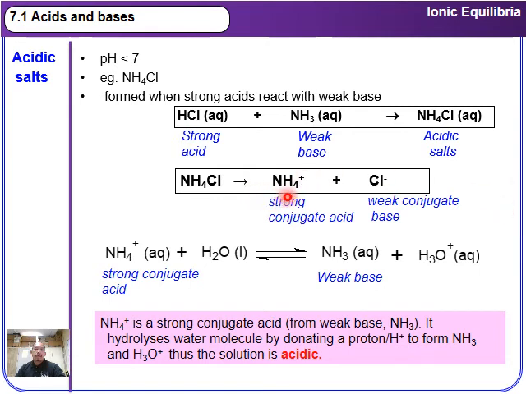So NH4+ as a strong conjugate acid reacts with H2O. It forms the weak base NH3 aqueous and H3O+ aqueous. So the NH4+ is a strong conjugate acid from the weak base ammonia. It hydrolyzes the water molecule by donating a proton, or H+, to form ammonia and H3O+. This makes the solution an acidic salt solution.